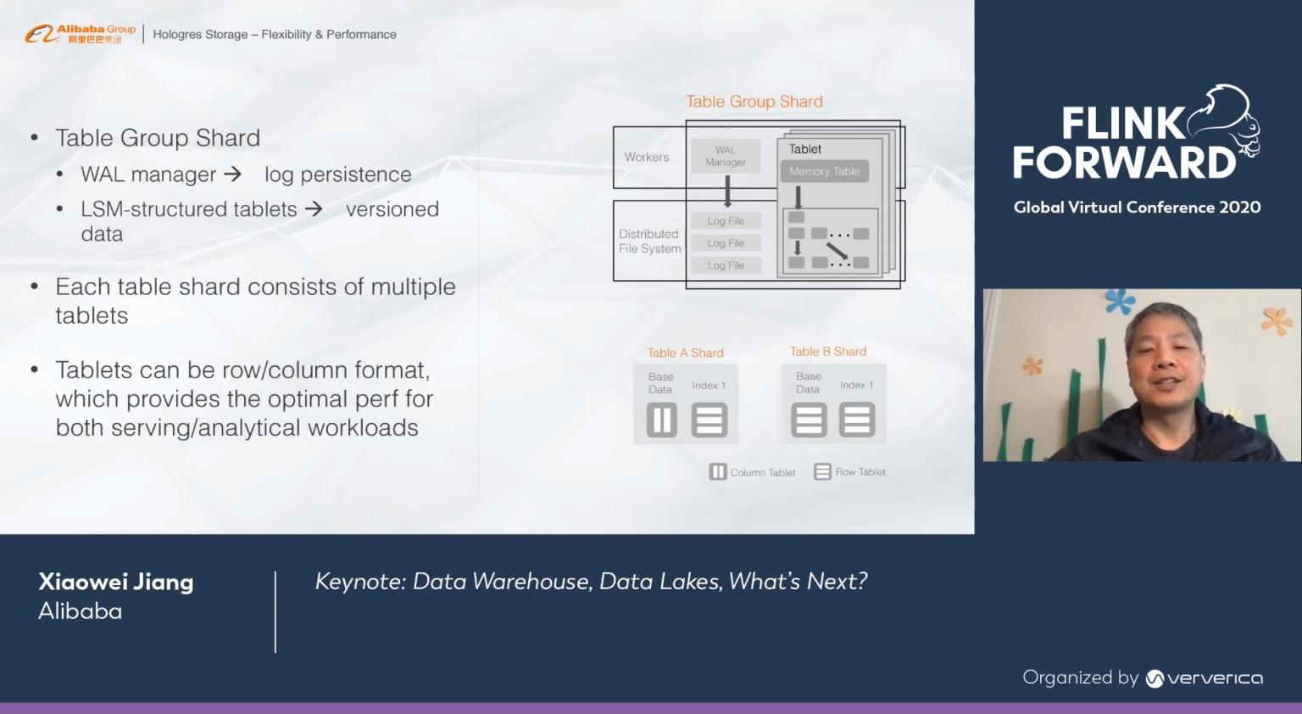A table is allowed to have multiple indices. For example, table A stores the data in columnar format, which is good for analytic workload, but at the same time, it also created a row index. So this table A will be efficient for both analytic workload and serving queries. This flexibility allows our users, our application developers, to achieve the optimal performance in all types of different workloads.